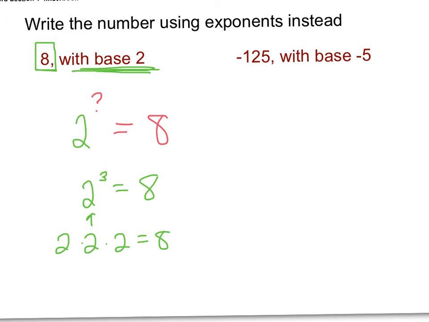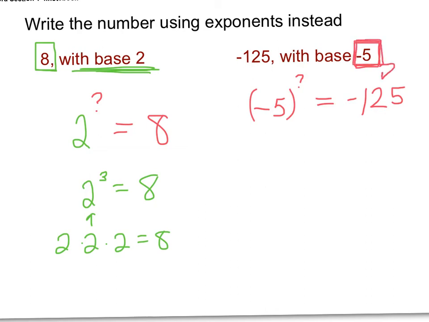Same thing over here. We want to know negative 5, and we're going to put this in parentheses, like what we talked about before, to the something power is going to give us a negative 125. Now, based on what we know about negative values and odd and even values, we start with a negative 5. So we're going to be multiplying negative 5 a bunch of times.